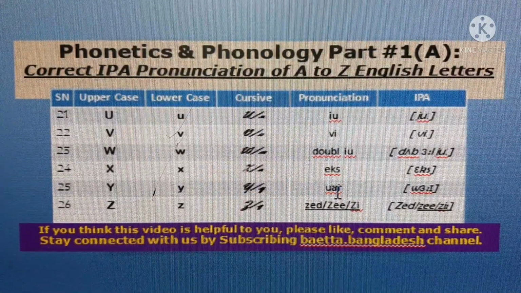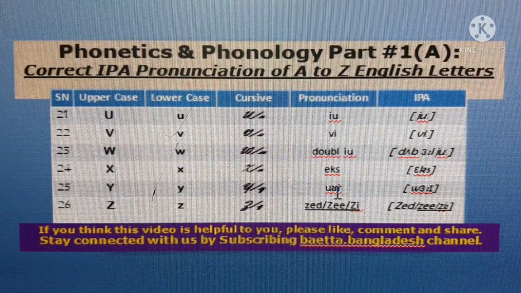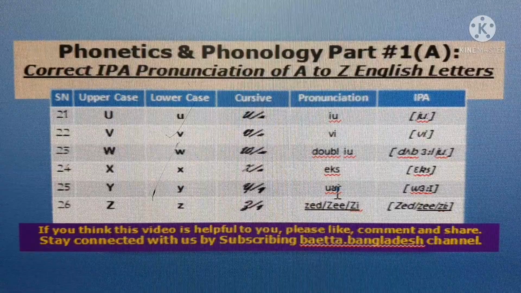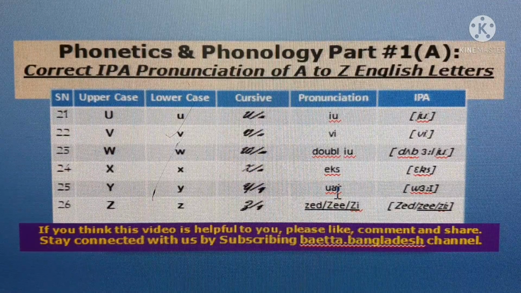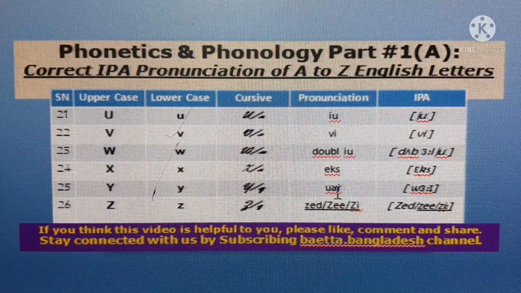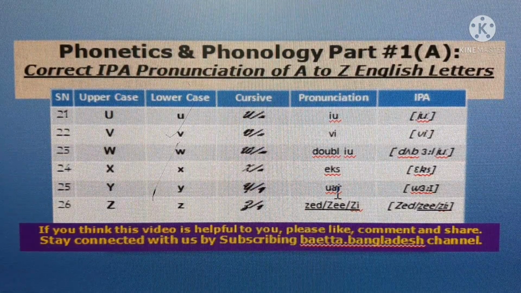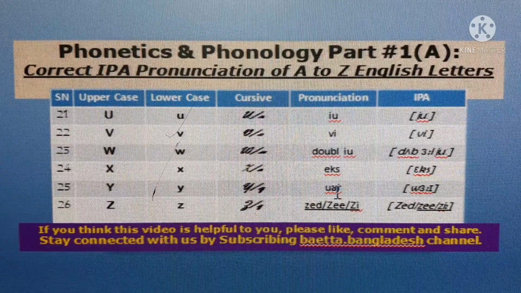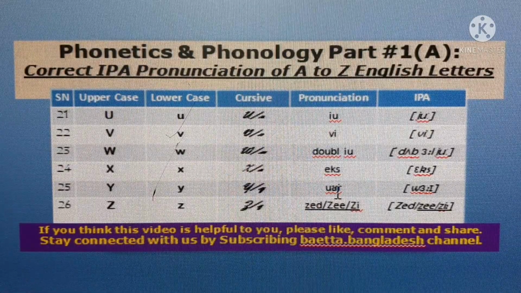Most of our people pronounce A instead of A, but the correct sound is A, not A. J instead of G. J is the correct sound, not G. K, not K. L, not L. M, not M. N, not N. O, not O. P, not P. Q, not Q. W, not W.